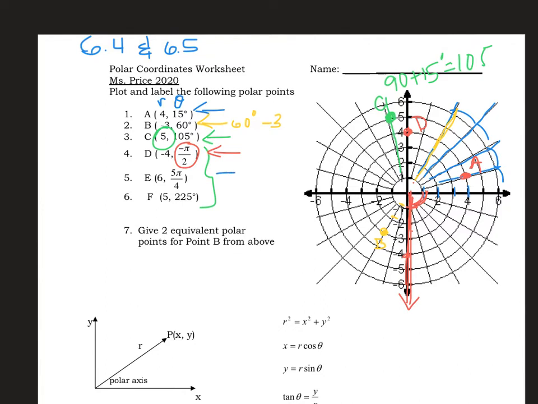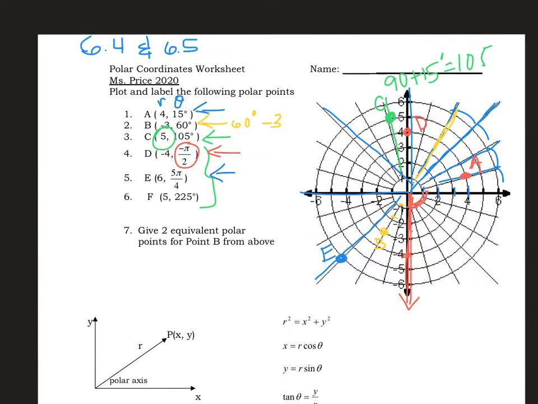So E is at (6, 5 pi over 4). 5 pi over 4, so that's 5 quarters of a pi, if you want to think of it like that. So here is 1 quarter of a pi, 2 quarters of a pi, 3 quarters of a pi, 4 quarters of a pi, and then here is 5 quarters of a pi, and we want to go out to 6, radius 6, and label that one E.